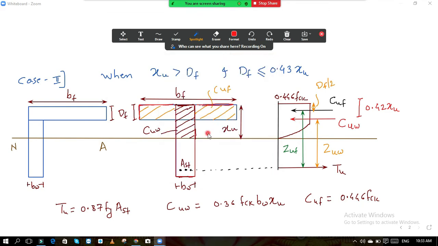Gaurav, I think you have not attended the lecture when I taught unit number 3, singly reinforced sections for the beam.